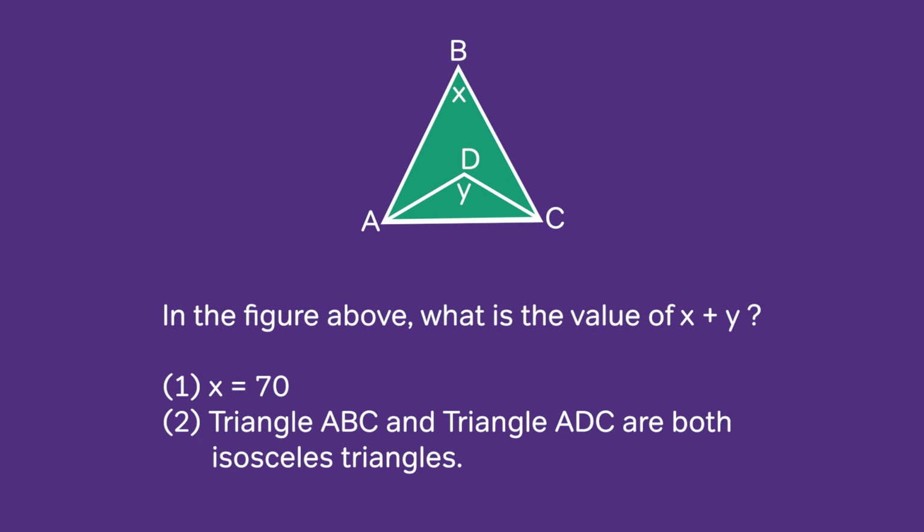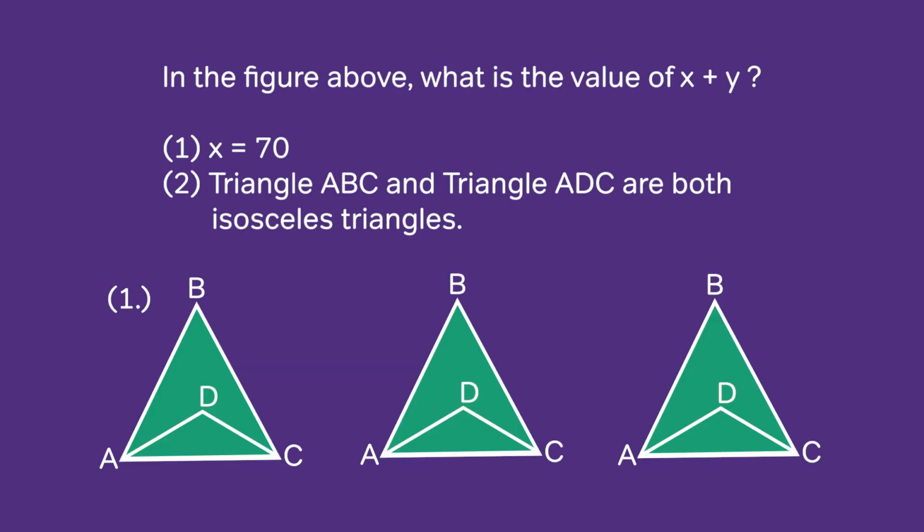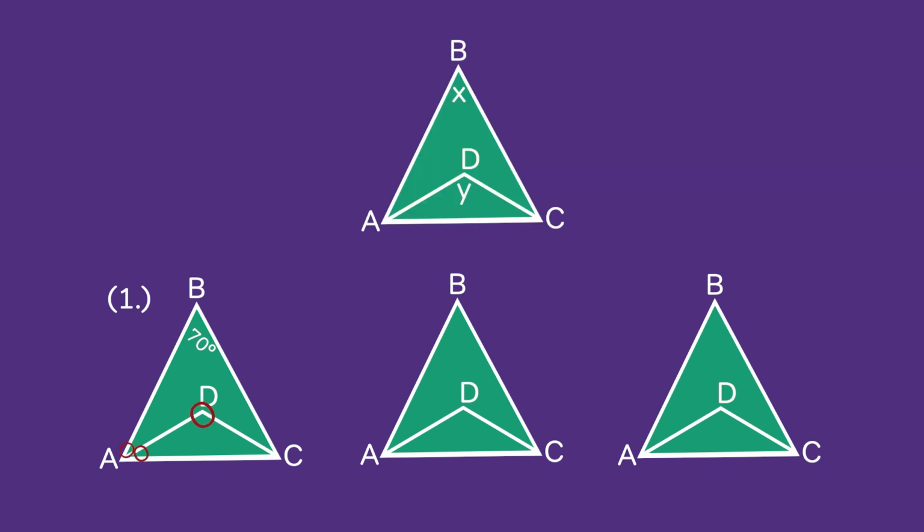In the figure, what is the value of x plus y? So statement number 1 tells us that x equals 70 degrees. The trouble with that is we have no idea what any of these other angles equal. And so just knowing that that's 70 degrees by itself does not give us sufficient information. So statement number 1 by itself is insufficient.